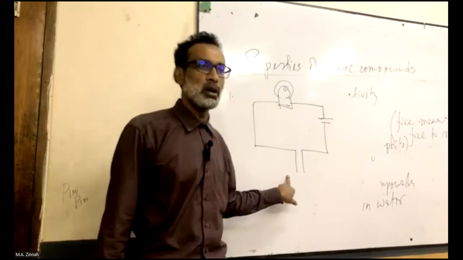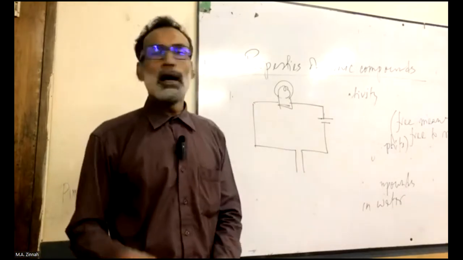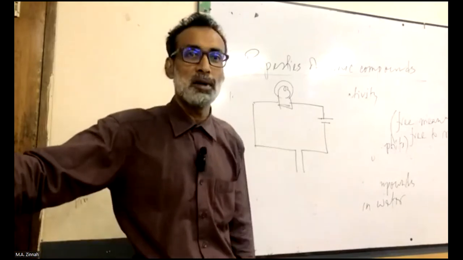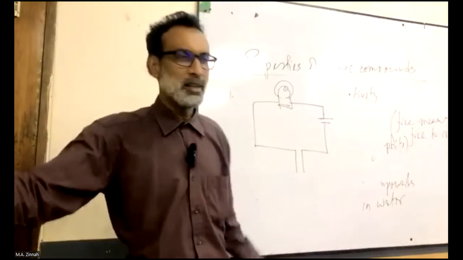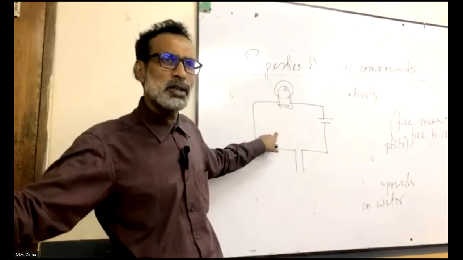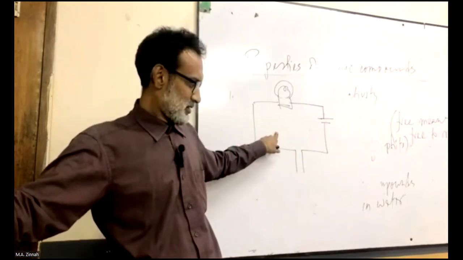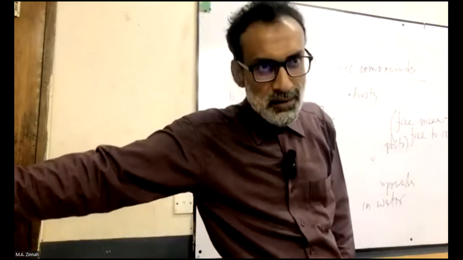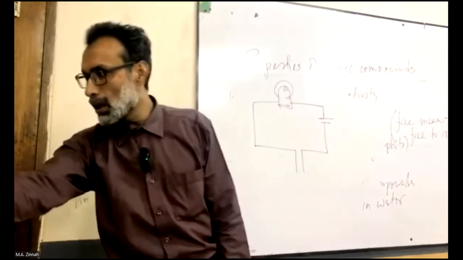The switch is open, right? The switch is open, and the battery is okay. The bulb is also okay, but the bulb doesn't light. This is the reason why. Why is it? Because the switch is off, right?